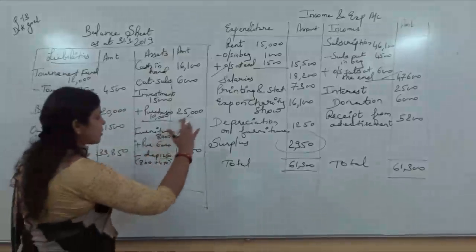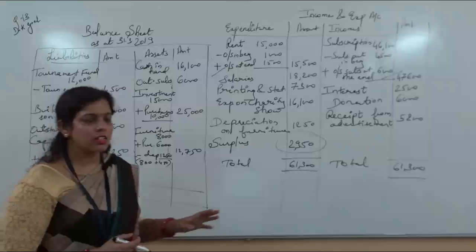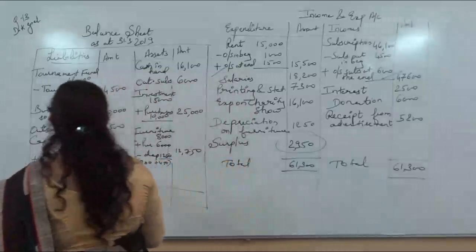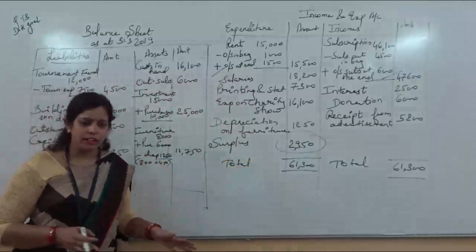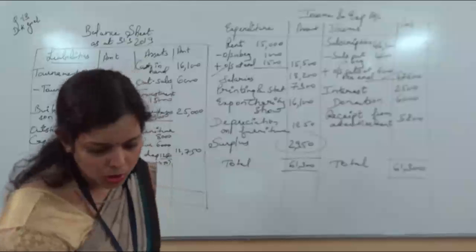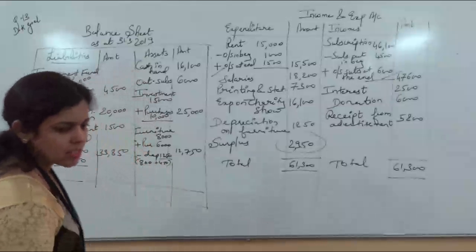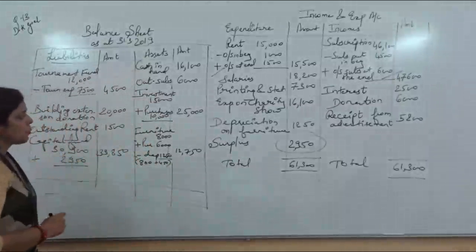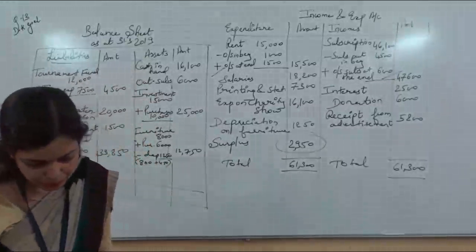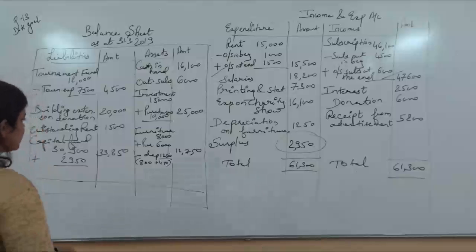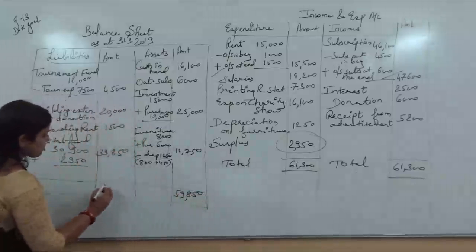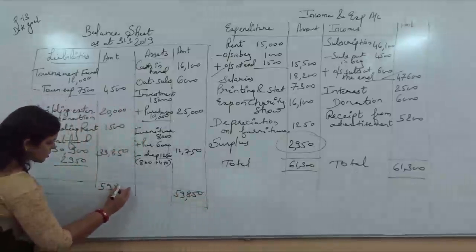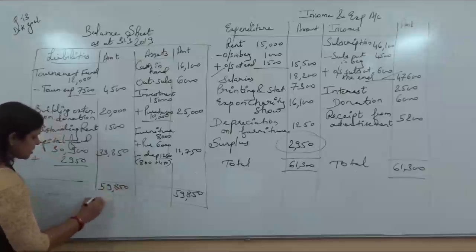See, now we have done the complete question. We have done the old balance sheet, we have done the income and expenditure, and we are making the current year balance sheet now. We have taken all the items and scanned once whether any item is remaining or not. Now do the total of both the sides. How much is it coming? 59,850. Yes, this side also 59,850. In this way we have done the complete question.